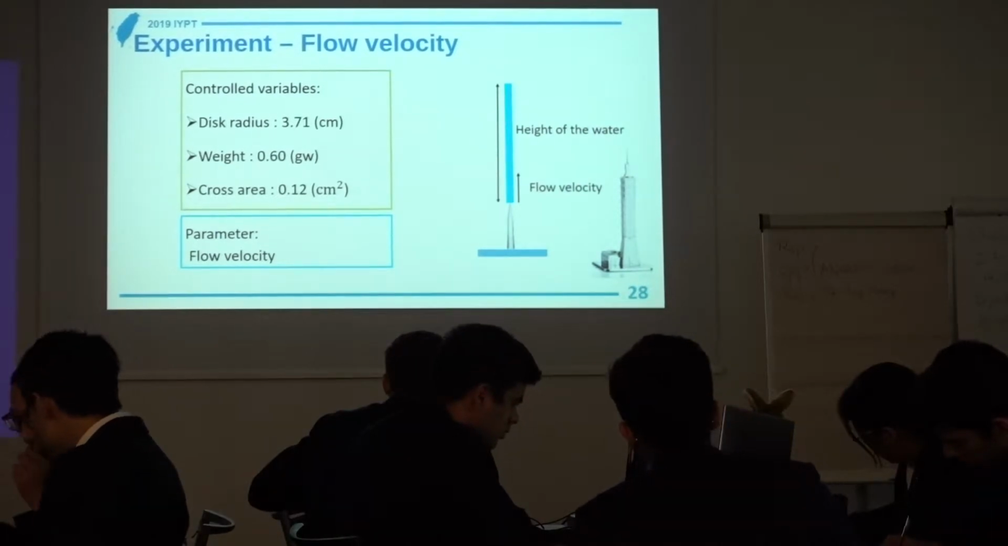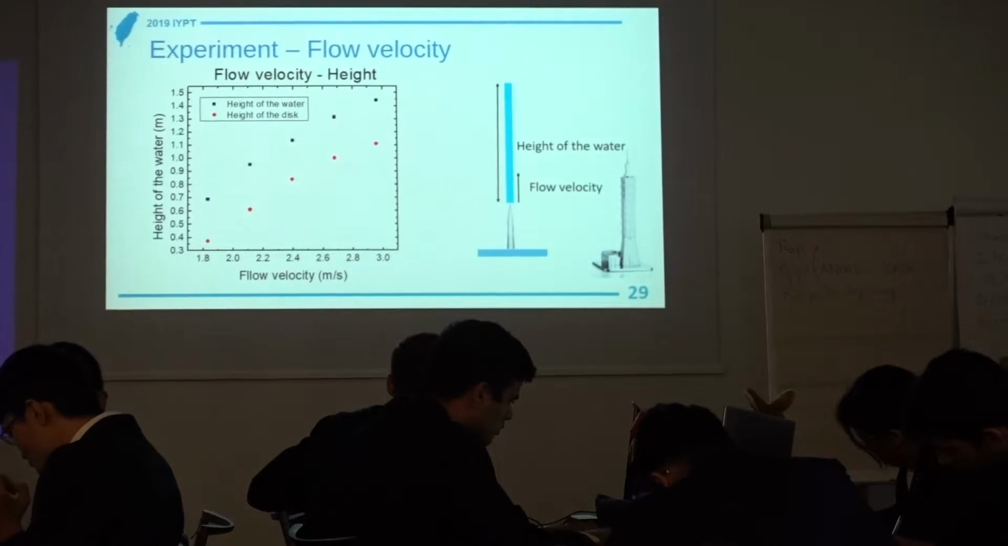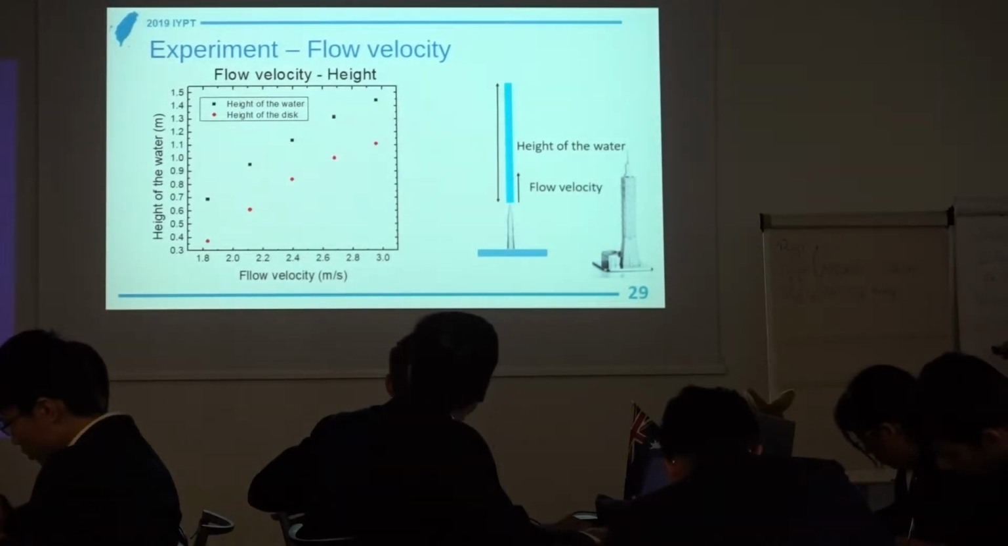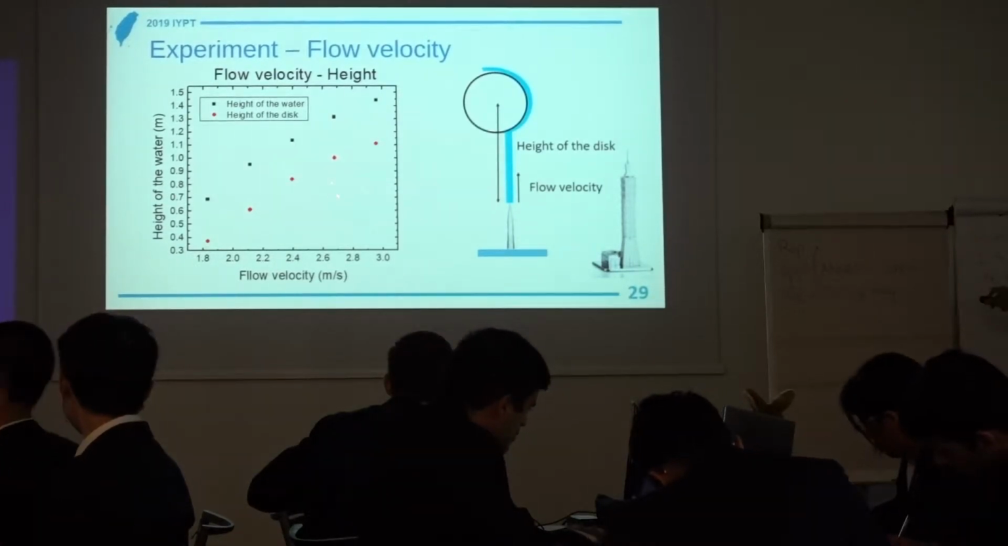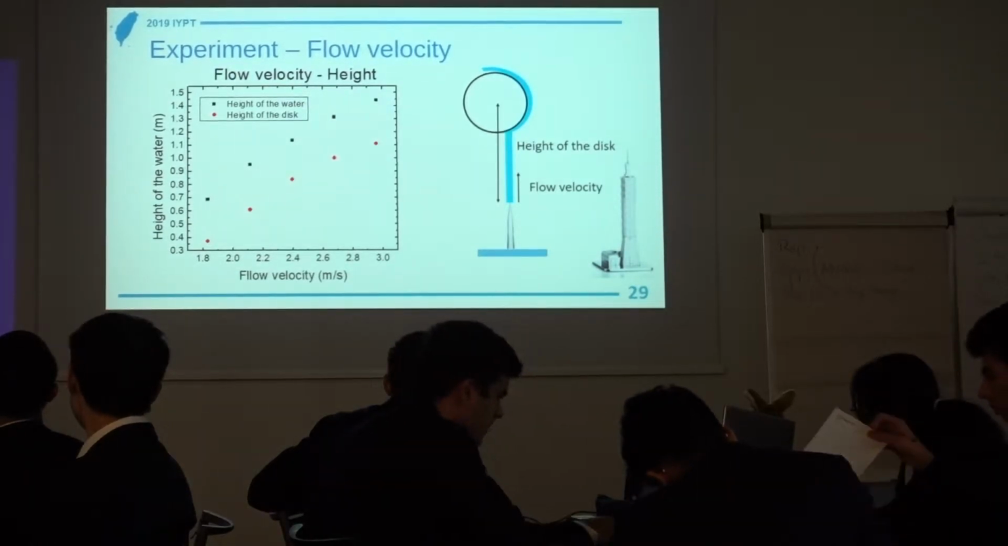Now here we control the flow velocity with the same cross area and the same disk. The black dot represents the height of the water, and the red dot represents the height of the disk. You can see that when we place the same disk on the water jet, it causes the same distance change at each flow velocity.